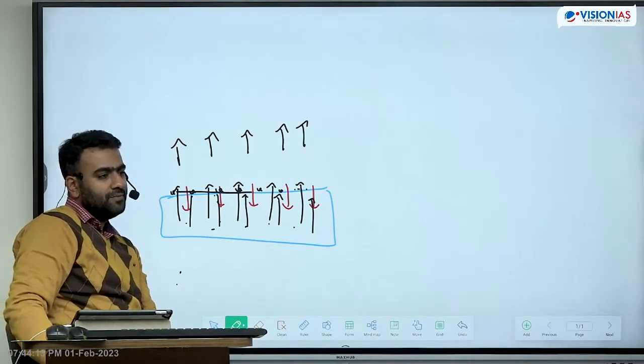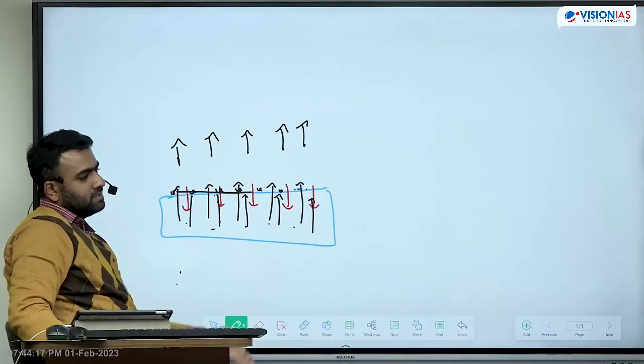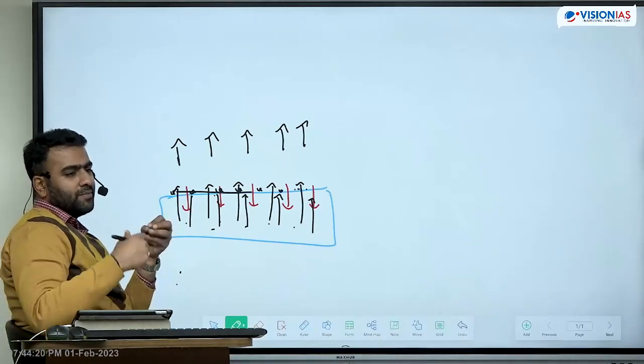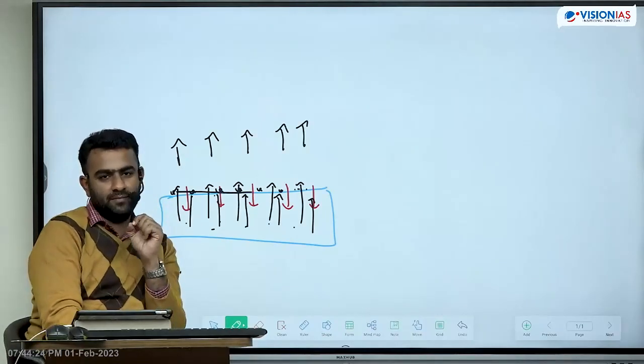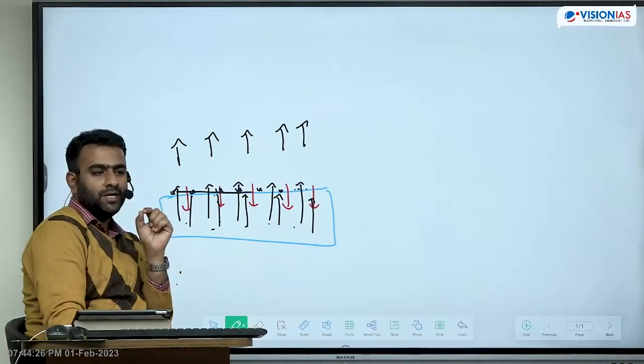Deserts में क्या होता है? The soil gets too much of evaporation and it deposits too much of salt in the top layer. That is why the soil becomes saline. Sodium salts get accumulated too much.